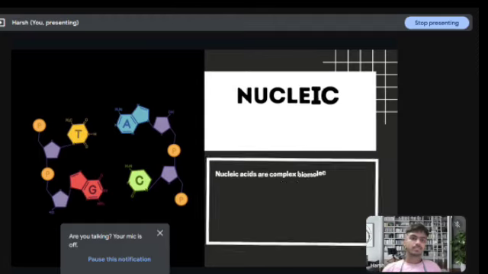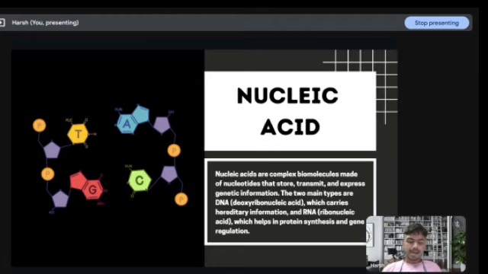So today my project is on nucleic acid. I'm going to explain a basic introduction to nucleic acid. Nucleic acids are complex biomolecules made of nucleotides. These nucleotides are capable of storing the genetic information, and they are going to transmit and express the genetic codes.